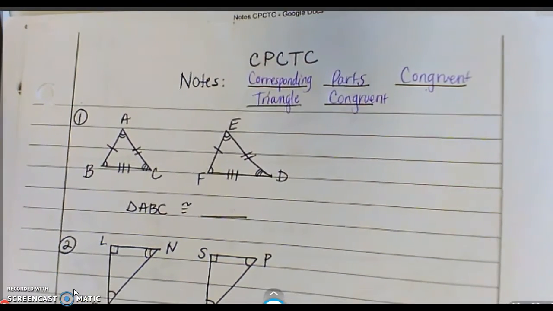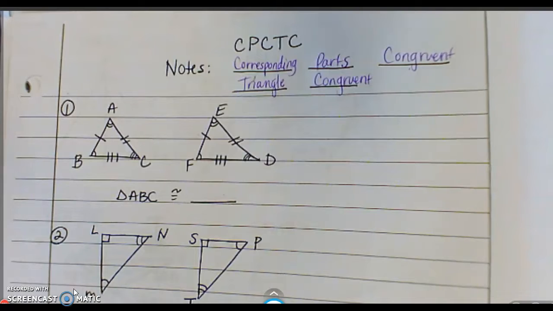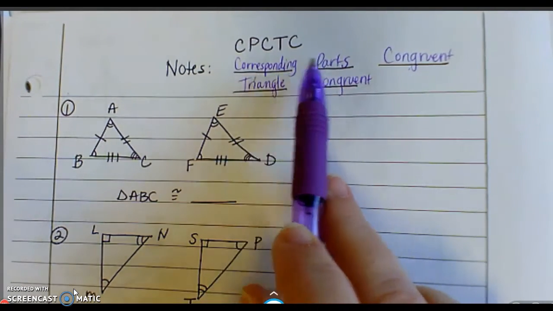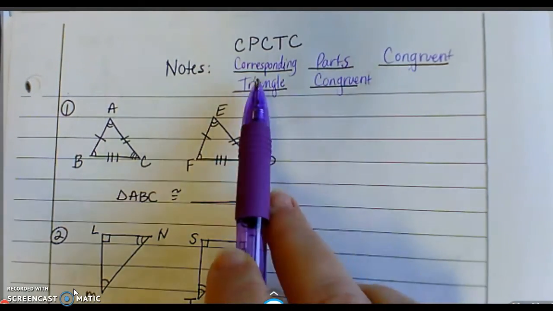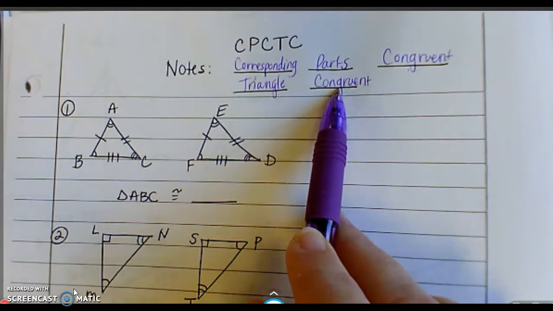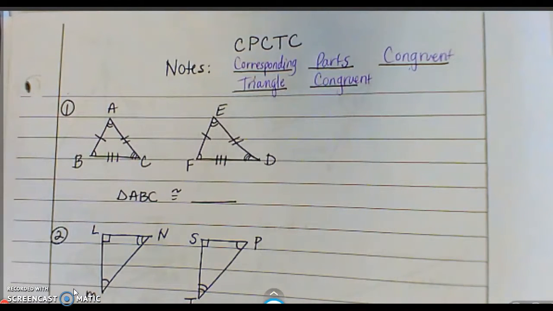Alright, we're going to start with talking about something called CPCTC. And those letters are an acronym. It stands for corresponding parts of congruent triangles are congruent. Basically what that's telling you is if we know that we have two congruent triangles, that their corresponding sides are congruent and their corresponding angles are congruent.